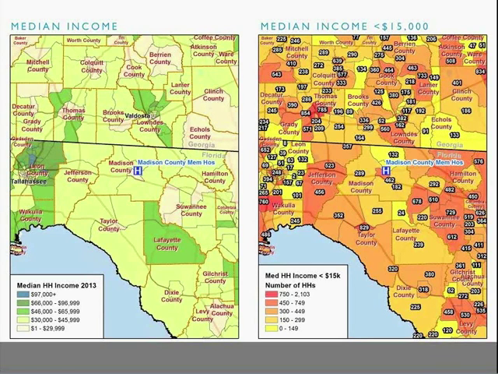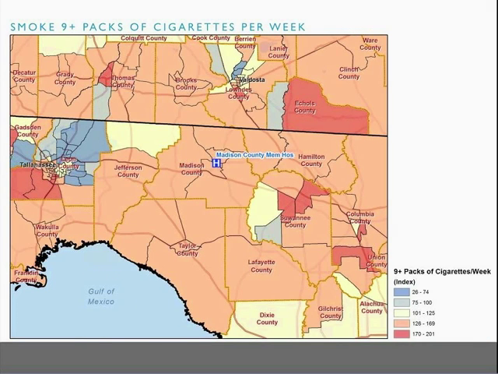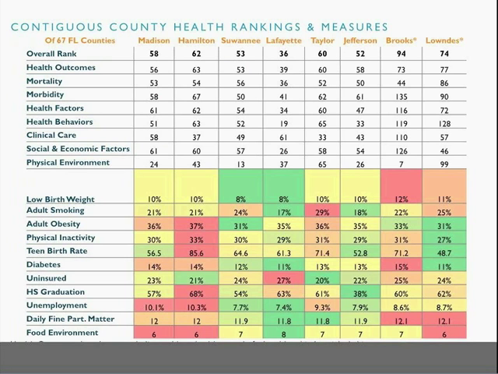So we also look at health indicators on a map level, such as smoking. We also look at prescription medication utilization, such as high blood pressure or diabetes medication. And we also look at crime statistics on maps. We also use readily available public data such as county health rankings.